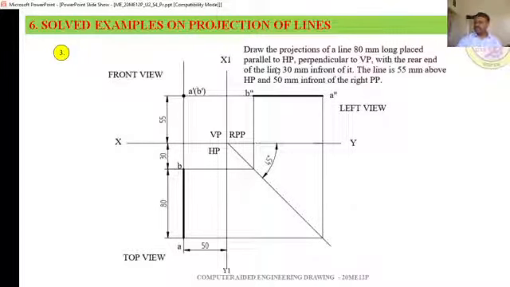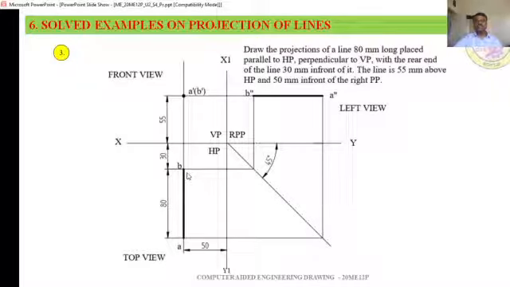First you look at the condition, parallel to HP and perpendicular to VP. Perpendicular to VP means it will come like this. So this is perpendicular to VP but parallel to HP. So true length you can see in the top view.